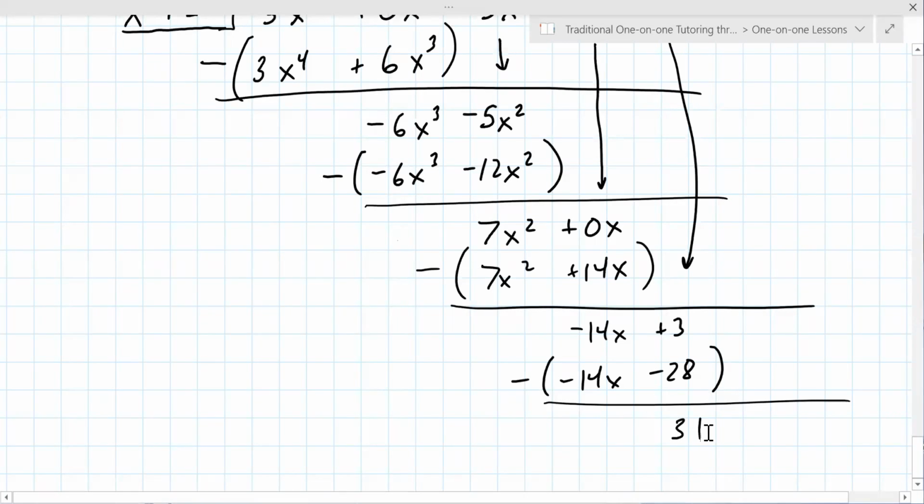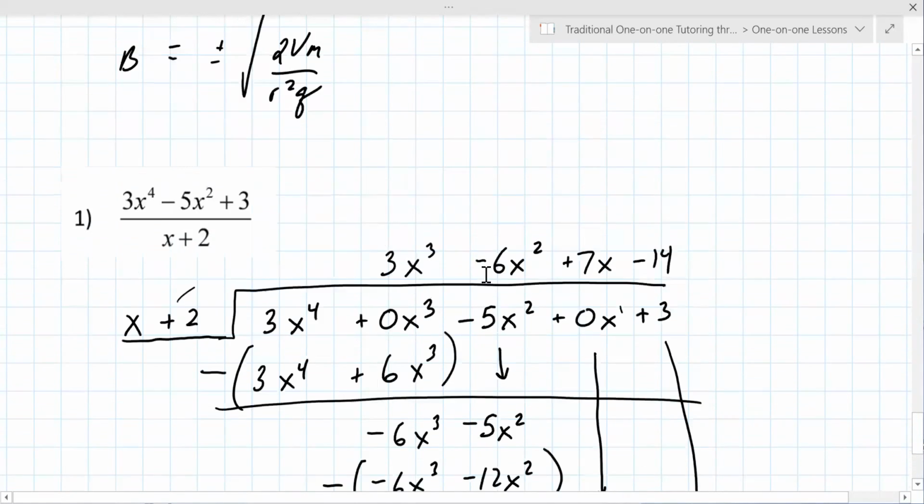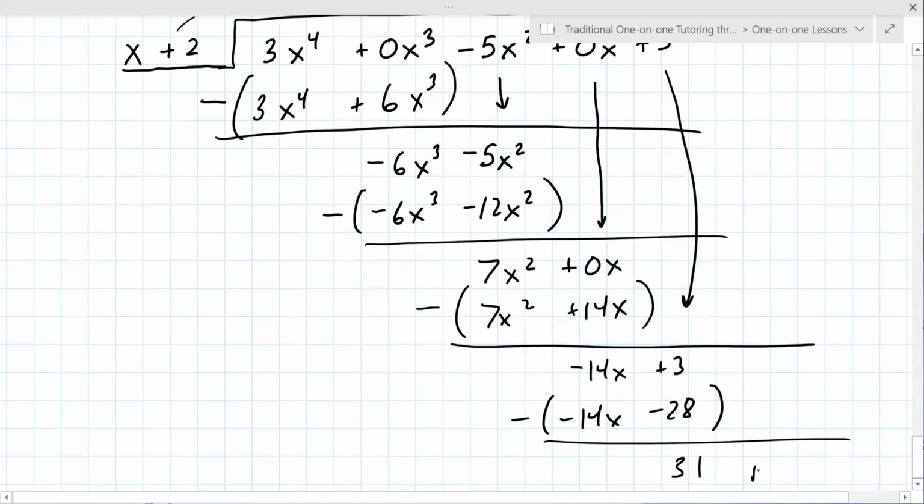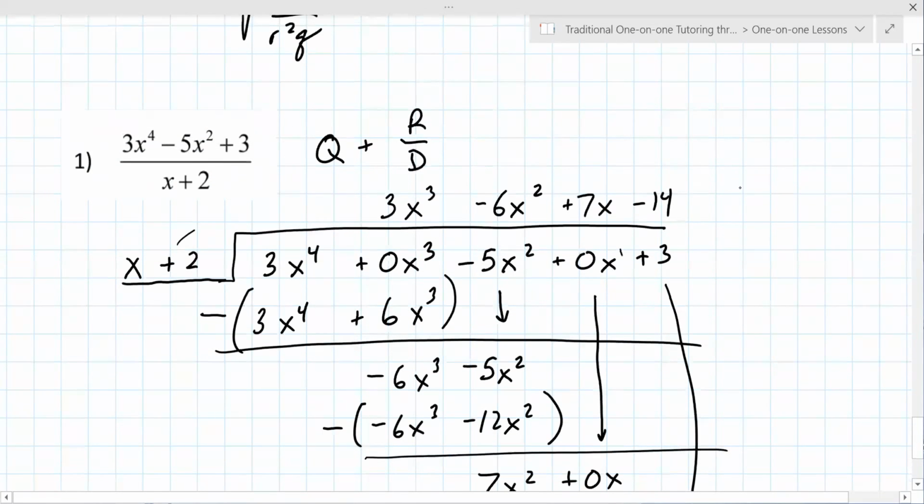Now, if that was a lot, this kind of was a big one. Your answer is always the quotient plus the remainder over the divisor. That's how most instructors do it. Your remainder is down here. You remember that from fourth grade? This is your quotient, and this is your divisor.